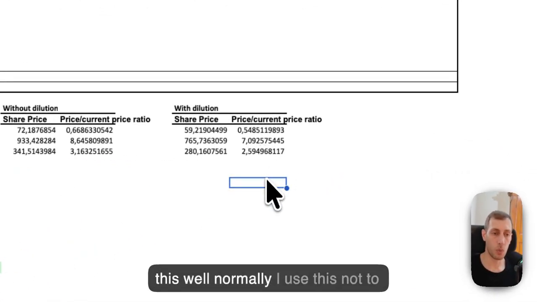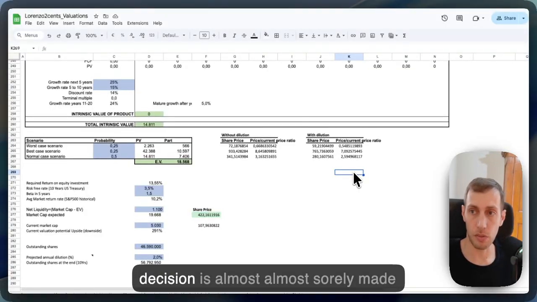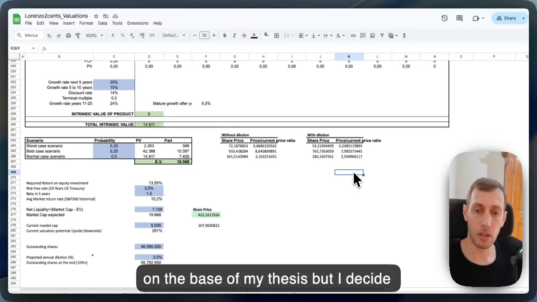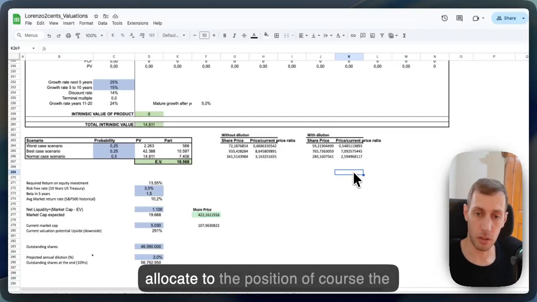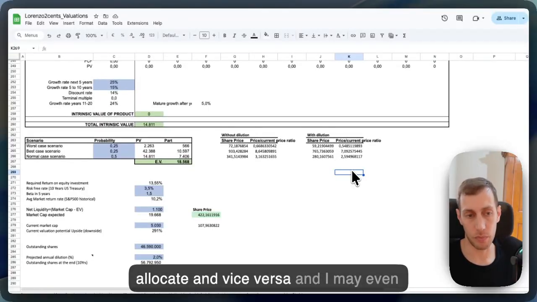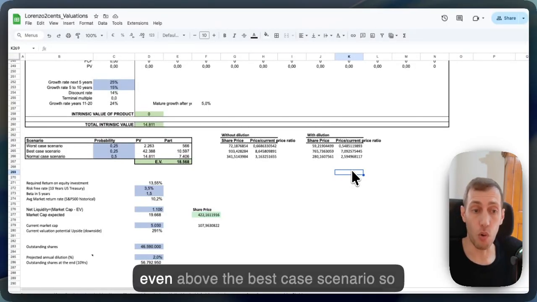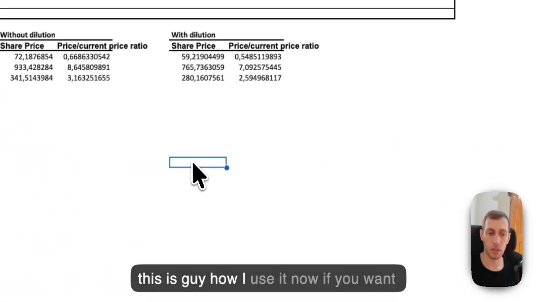Then how do I use this? Well, normally I use this not to decide if to open a position or not. That decision is almost solely made on the base of my thesis. But I decide on the basis of this how much to allocate to the position. Of course, the closer it is to the worst case, the more I allocate, and vice versa. And I may even decide to trim if this is too close or even above the best case scenario. So this is, guys, how I use it.